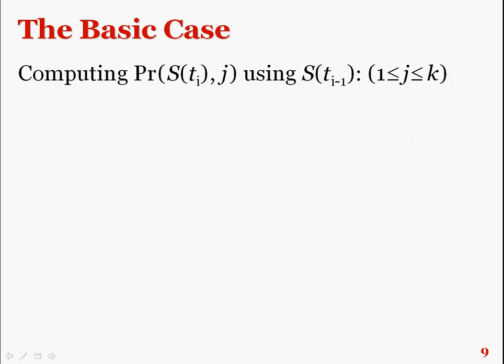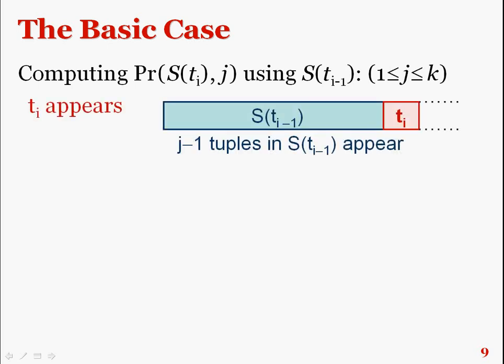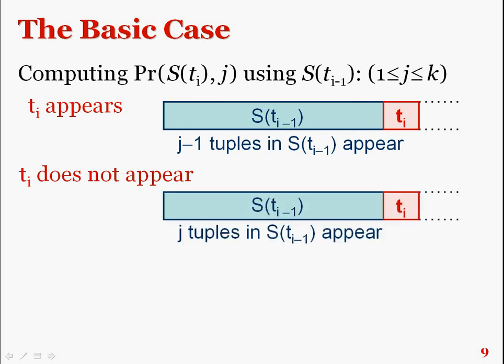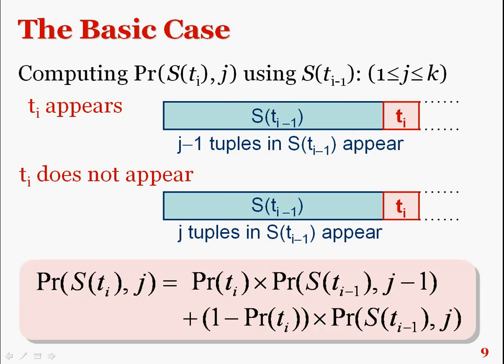The probability that j tuples appear in S_{T_i} can be computed iteratively. We consider the following two cases. First, if T_i appears, then there must be exactly j-1 tuples appearing in S_{T_{i-1}}. Second, if T_i does not appear, then exactly j tuples must appear in S_{T_{i-1}}. Combining the two cases, we get the following formula.